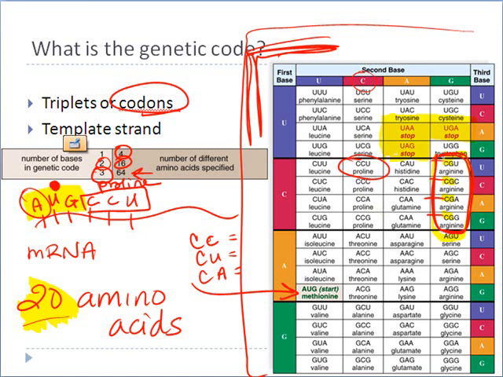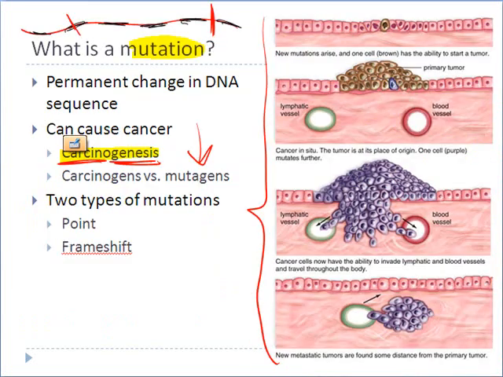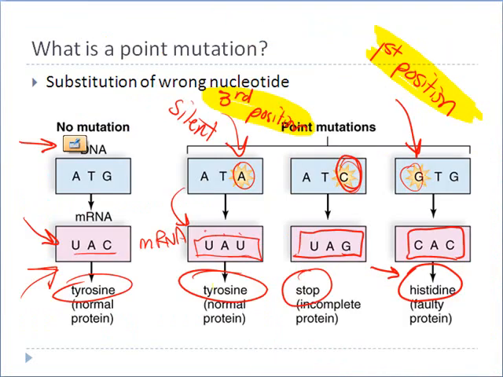But if I were to change the first position to A, I won't get arginine anymore. I'd get serine now. So you can see that that redundancy allows for some wiggle room. Okay? It means that sometimes I can have a mutation occur and still be able to make a totally functional normal protein in the face of that mutation.